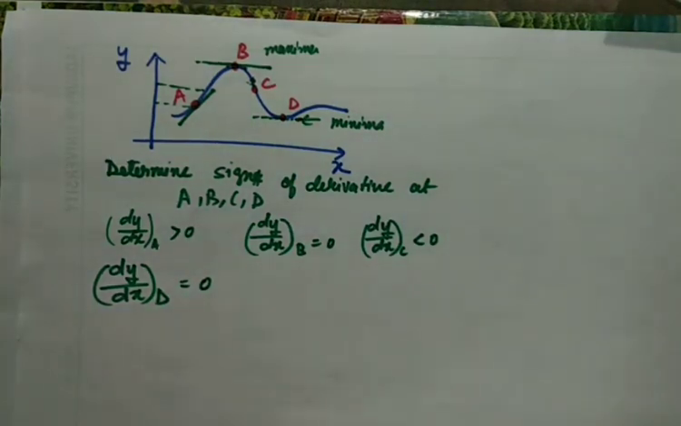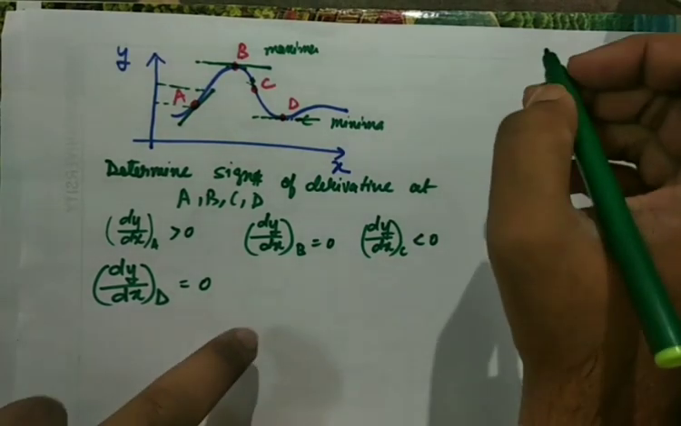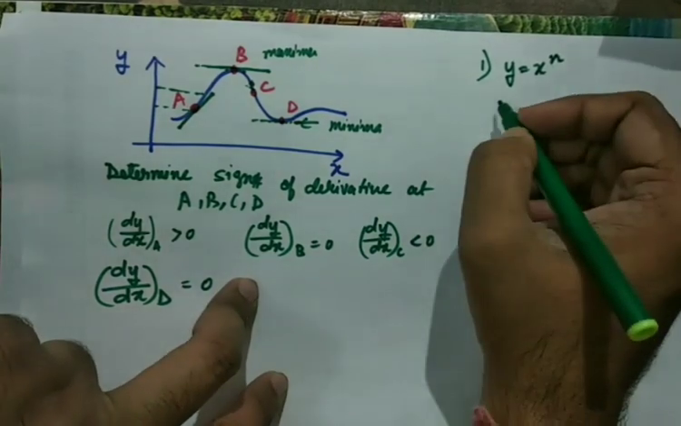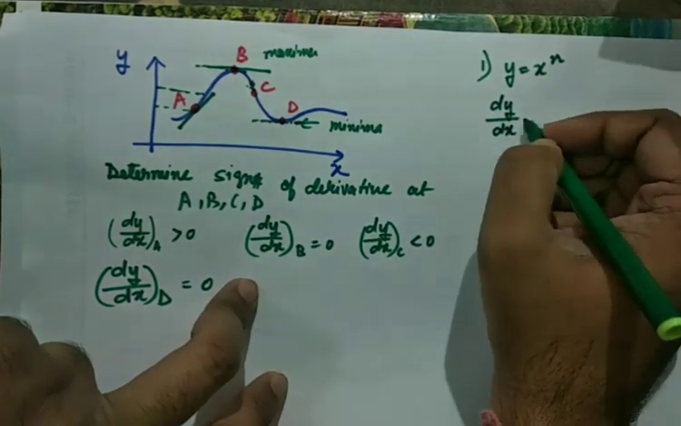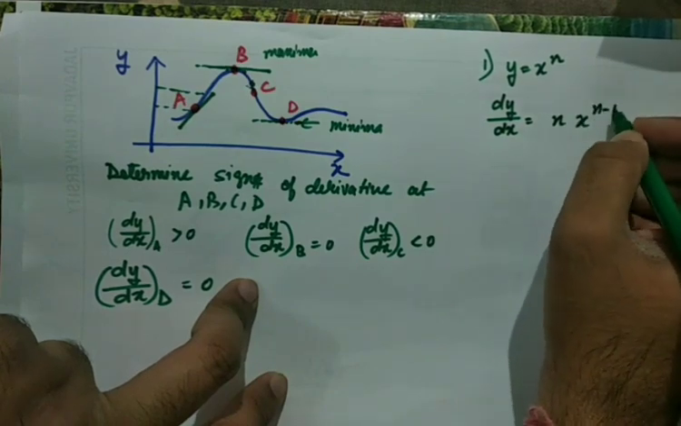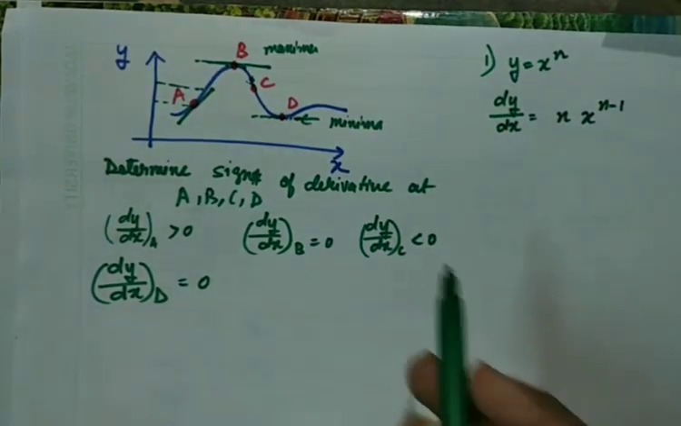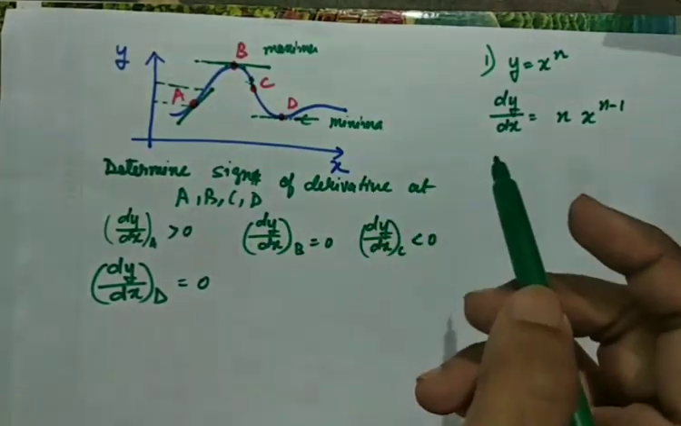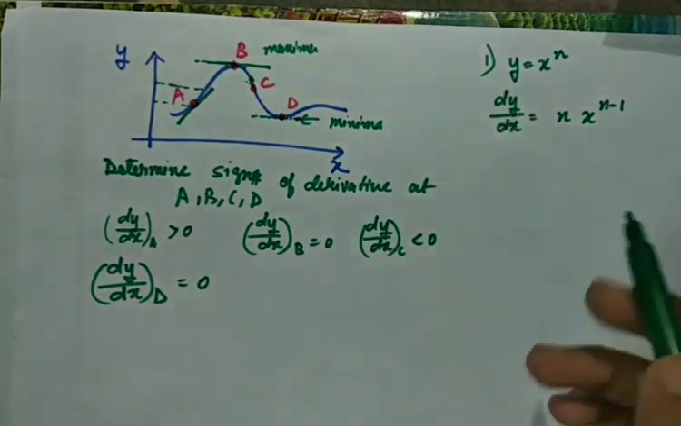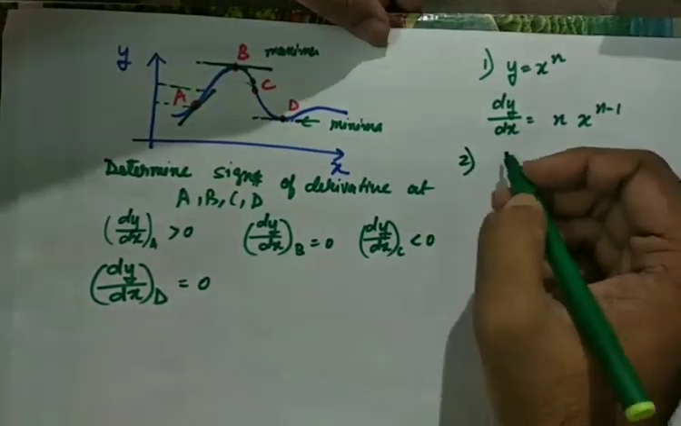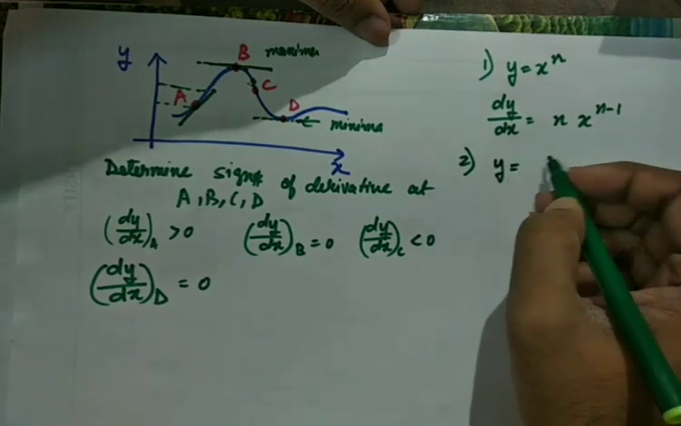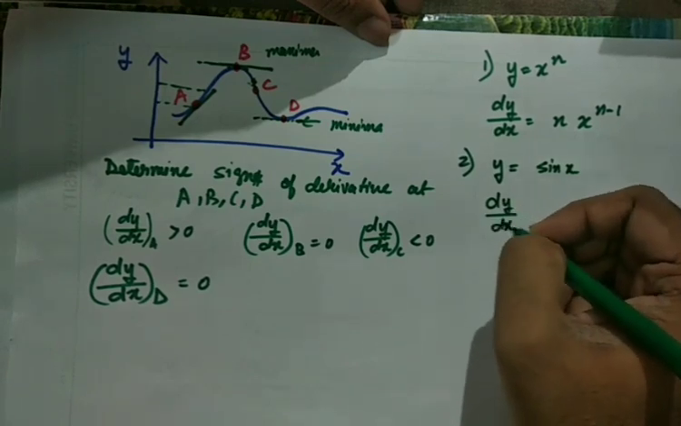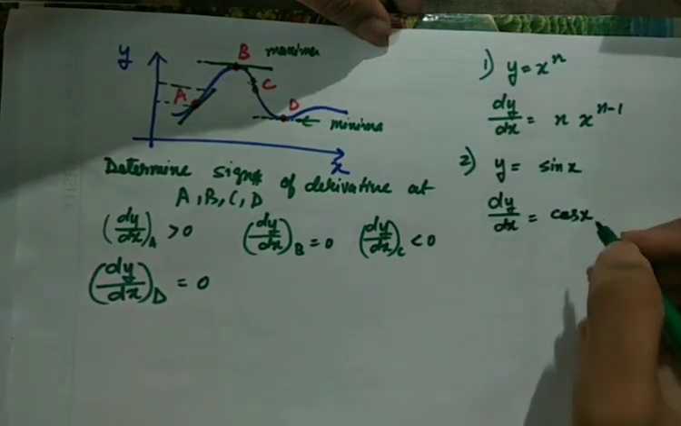So differentiation has many formulae. Let me list down some of the formulae. If y is equal to x to the power n, dy dx is equal to n into x to the power n minus 1. This formula can be derived using the principle of limits from the first principle of differentiation. Let's see another example. y is equal to sine of x. dy dx is equal to cos of x.